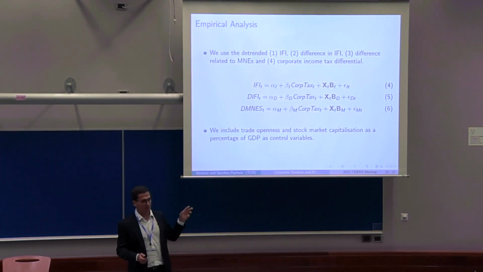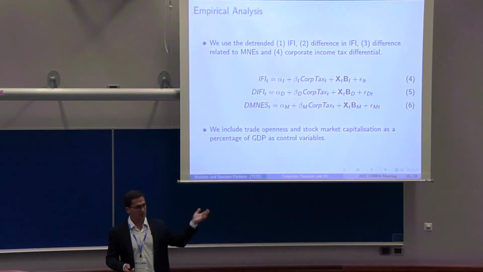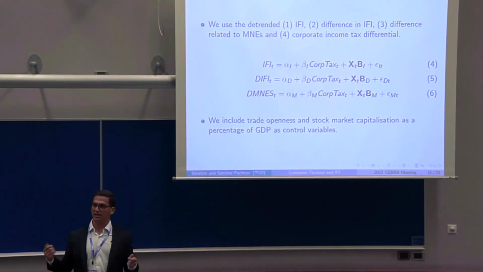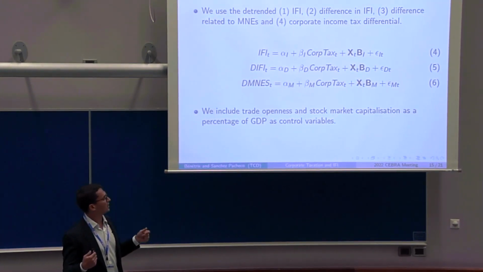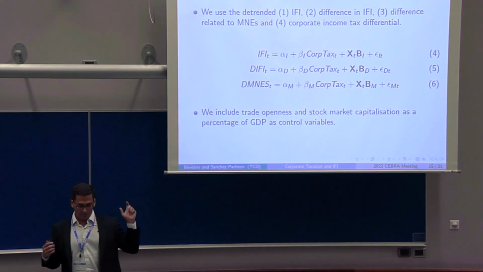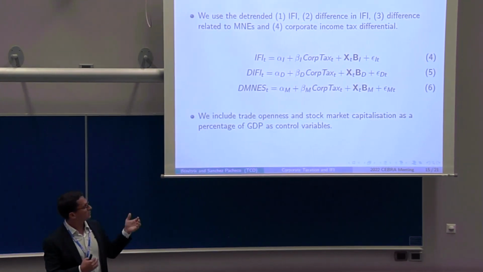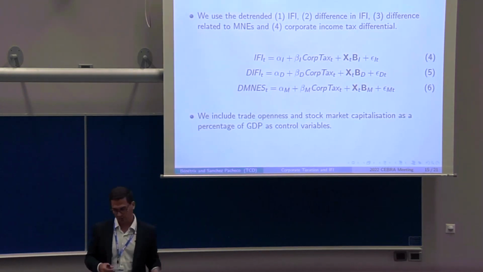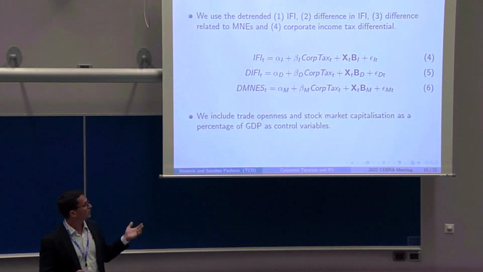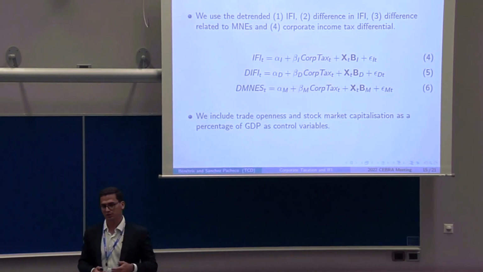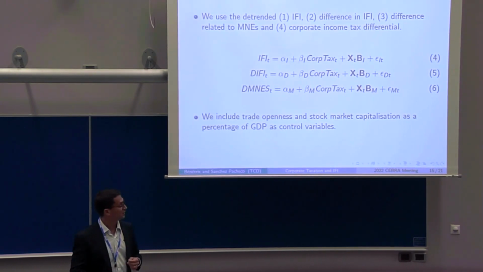And then we run these three sets of regressions. The first one is IFI on the corporate income tax differential and some controls. Second, the difference in IFI, or DIFI, on the corporate income tax differential and some controls. And the last one is where we zoom in on the part related to multinational enterprises on the corporate income tax differential and again some controls. Among our control variables in our baseline specification, we include trade openness and stock market capitalization as percentage of GDP, as these are variables that are usually correlated with IFI.